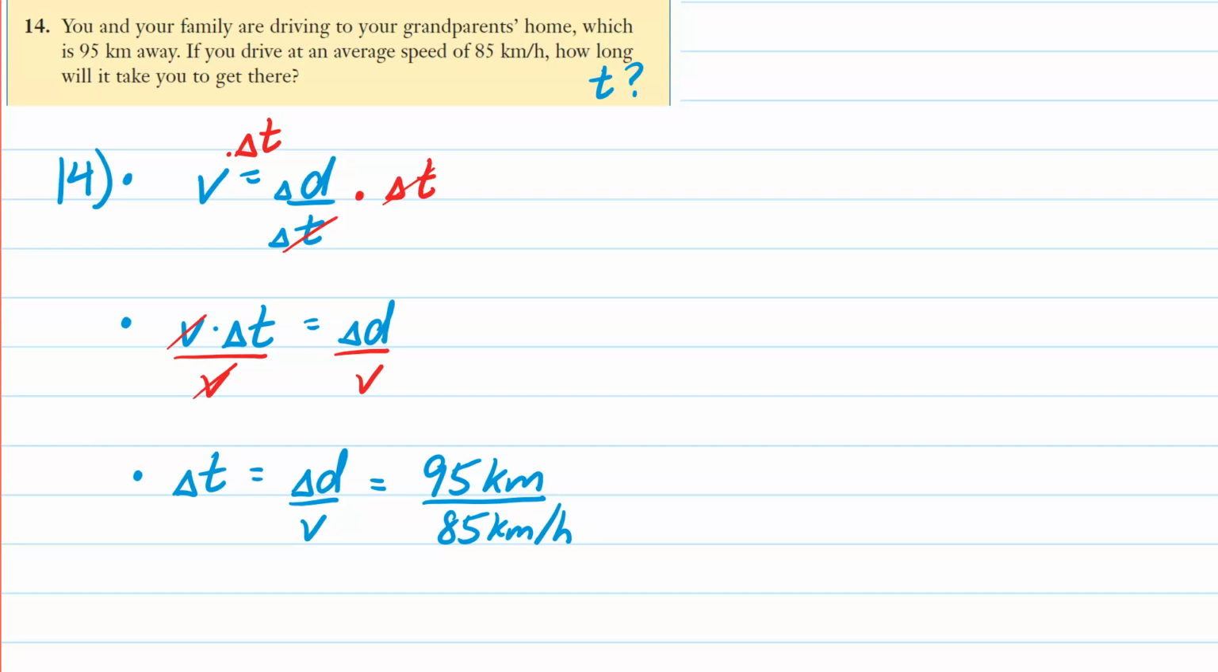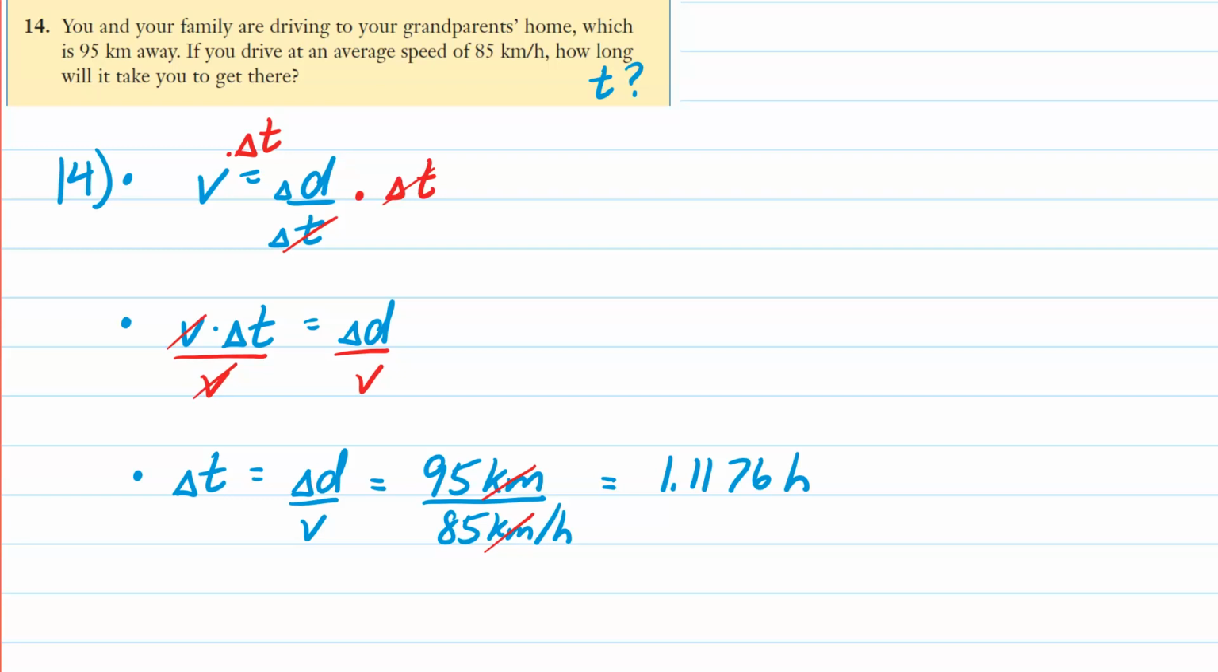So those kilometers, notice, kilometers divided by kilometers cancel out. And your time is going to be the units that's left there. Whatever you calculate, you're going to have time in hours. Okay, so 95 divided by 85 equals 1.1176, and that would be hours.